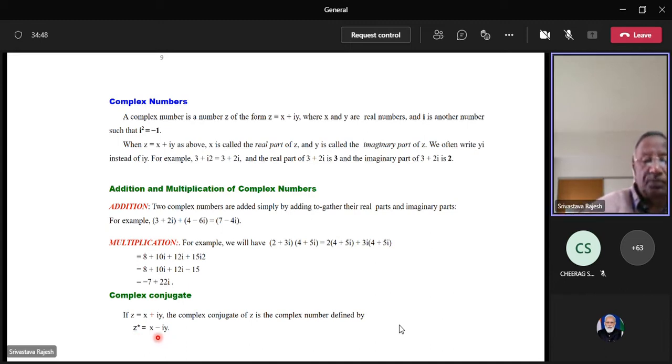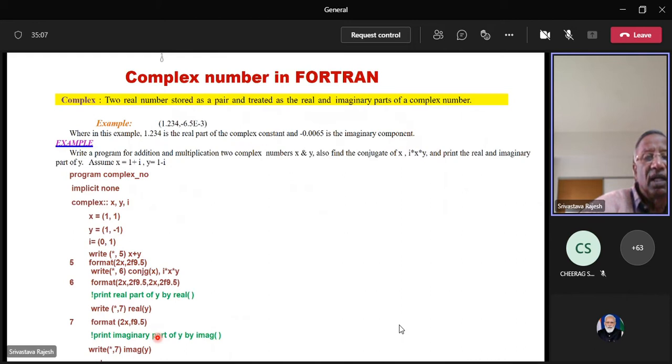So you can find out, like if I have declared a quantity p as a complex, if I want to find its conjugate, you can write CONJG in the bracket the complex quantity, and it will automatically find this. Two real numbers are stored as a pair and treated as a real and imaginary part of the complex by the computer. So suppose you have declared complex, how will you give the value?